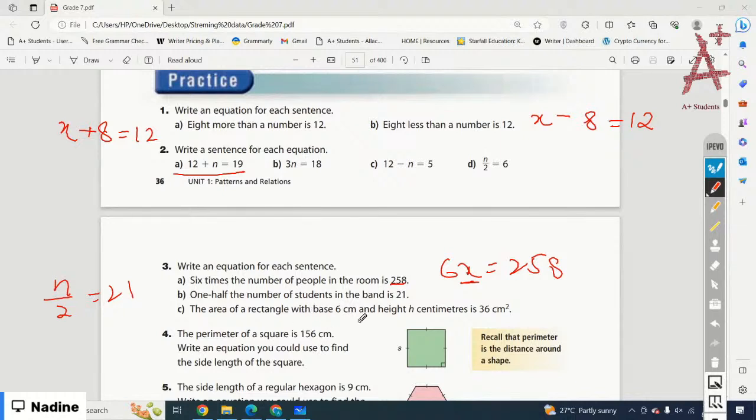The area of a rectangle with base 6 and height 8 centimeter is 36. Area of a rectangle is length times width, right? So area of a rectangle is base times height. You are given the base is 6, you are not given the height, and the area is 36. So it would be 6h equals 36, right? If you have any question, you can ask. I'll explain again.